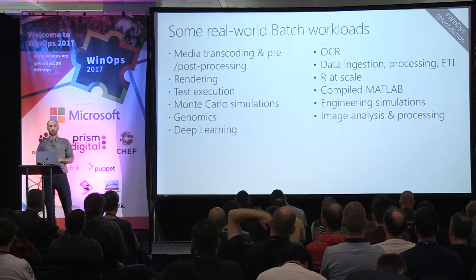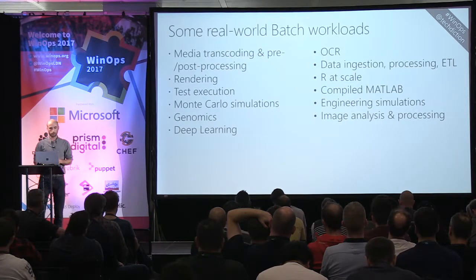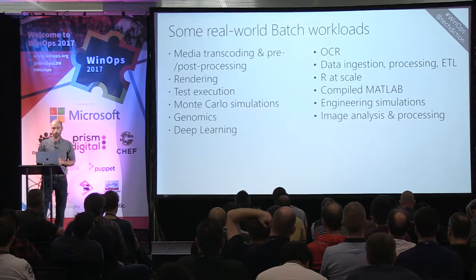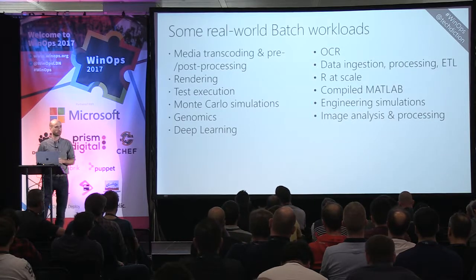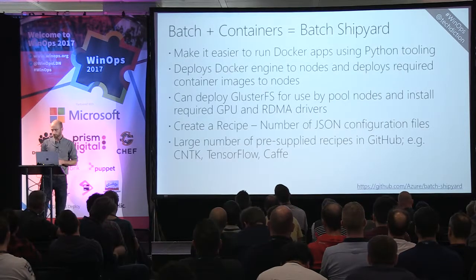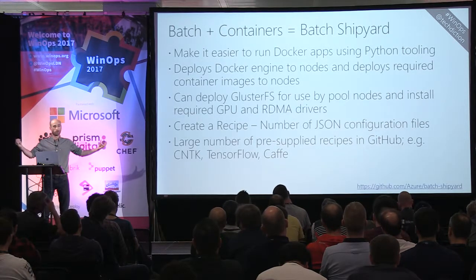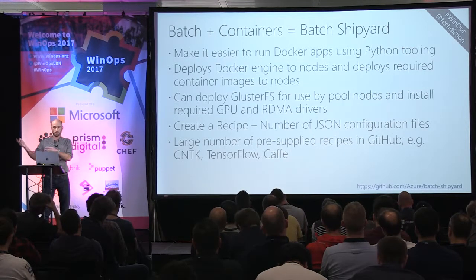What sort of things is batch used for? Things like rendering, deep learning, engineering simulations. I was working with a customer doing fluid dynamics on cars, airflow over cars and things, using Azure Batch, lots of processing. So batch ultimately is just VMs. It deploys some VMs to run the workload on. Once the task is all finished, it gets rid of the VMs.